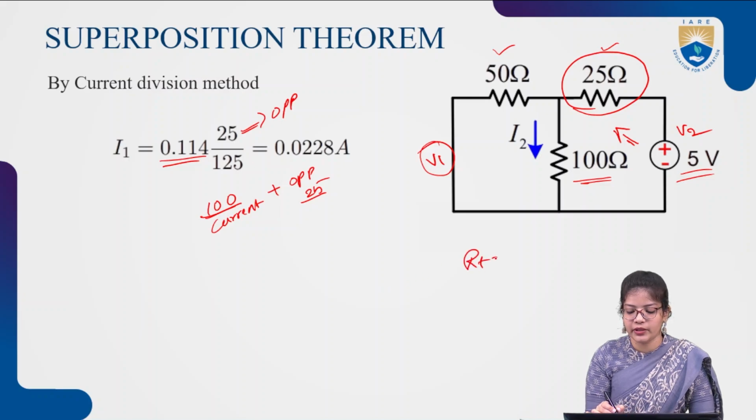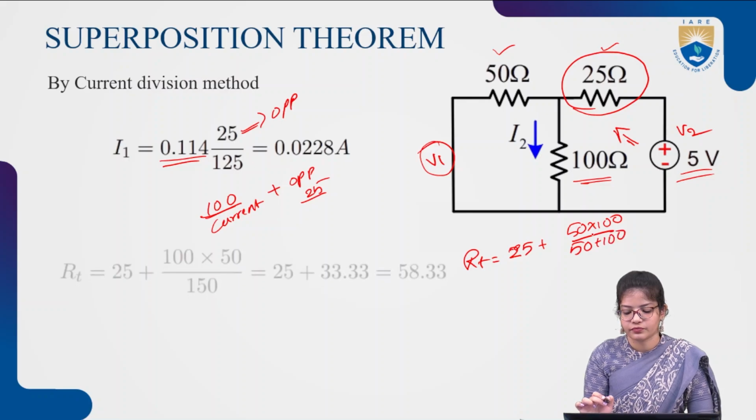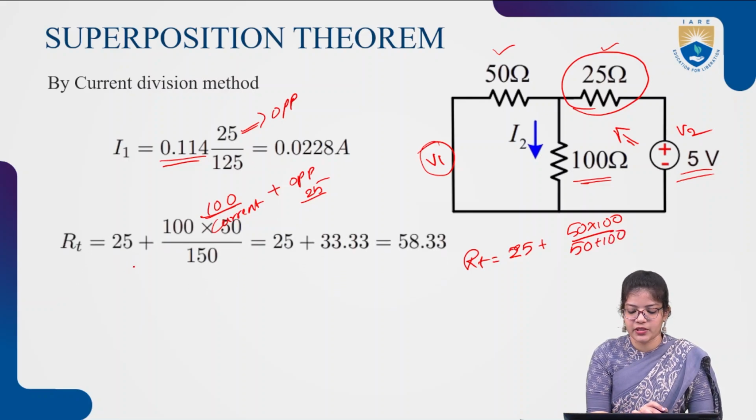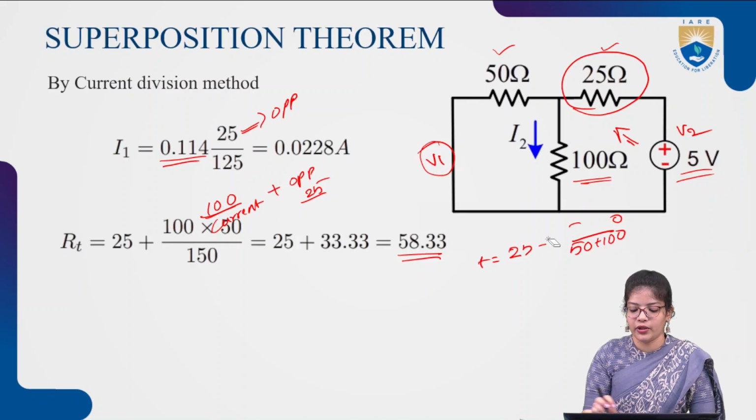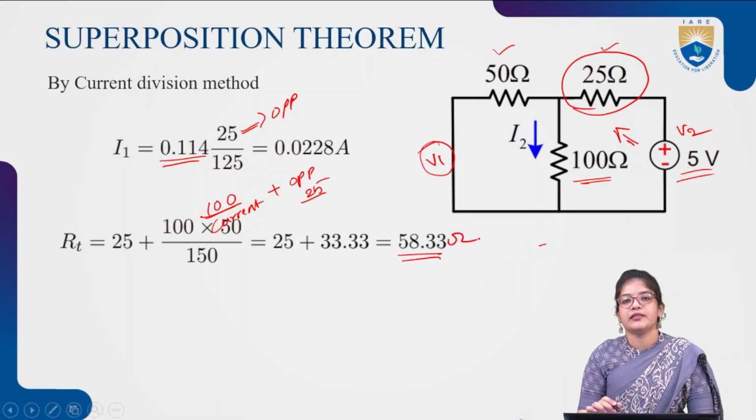Our total will be equal to 25 plus 50 into 100 by 50 plus 100. See, 25 plus 50 into 100 by 50 plus 100. Then we'll get the value of R total, which will be 58.33 ohms. Again, in the same way we have to apply current division rule.